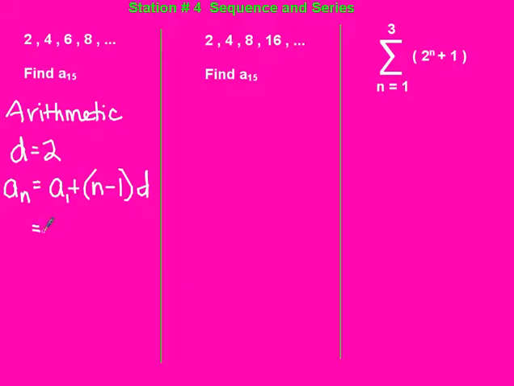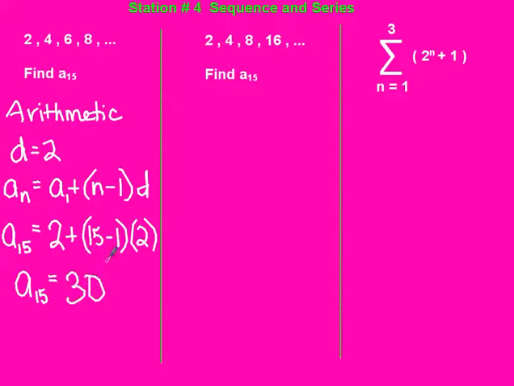a sub 1 is the first term. The first term in the sequence above is a 2. Plus, we're going to plug in 15 because we're looking for the 15th term, and we established that d is 2. So we're looking for a sub 15, in other words, the 15th term. So we just need to do a little arithmetic. We can plug it straight into our calculator exactly how we see it, parentheses and all, and we'll discover the 15th term is 30.